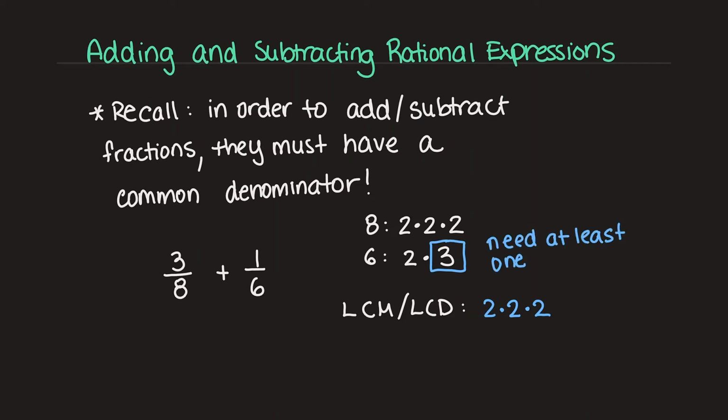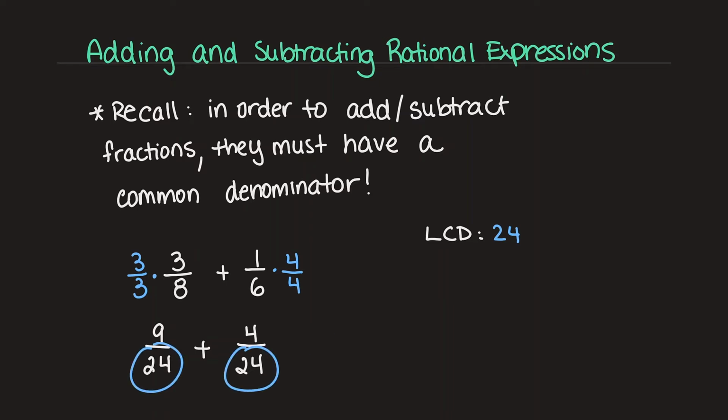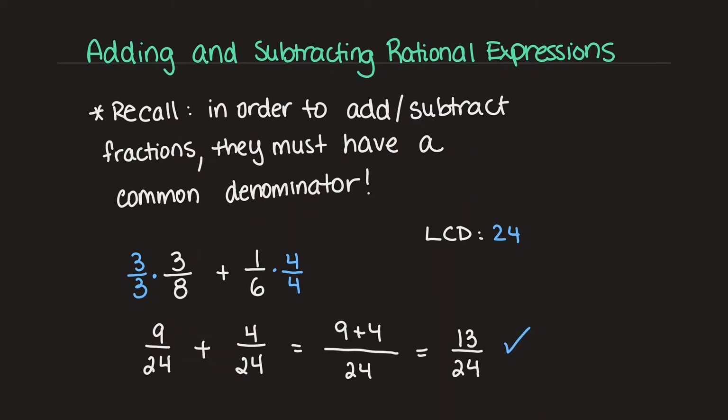So then we need at least 1 factor of 3 to be a multiple of 6. So we include this in our LCM. Therefore, our LCM, or LCD, will be 2 times 2 times 2 times 3, which is just 24. So to write these fractions as an equivalent fraction with a denominator of 24, we would multiply this fraction by 3 over 3, and this fraction by 4 over 4. So our equivalent expression is 9 over 24 plus 4 over 24. And now that the denominators are the same, we may add by adding the numerators and keeping the common denominator. This gives us 13 over 24.